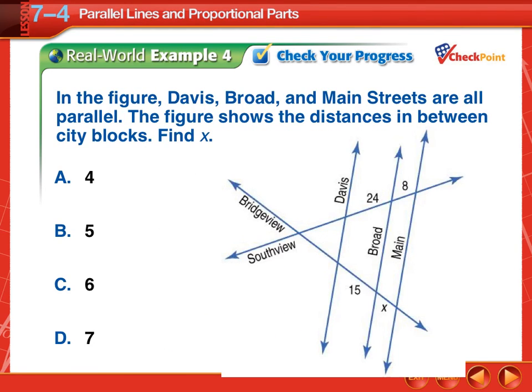Okay, and here is another type of problem where we have parallel lines coming through, Davis, Broad, and Main, creating proportional segments here with the transversals. So you can try and practice on this problem.